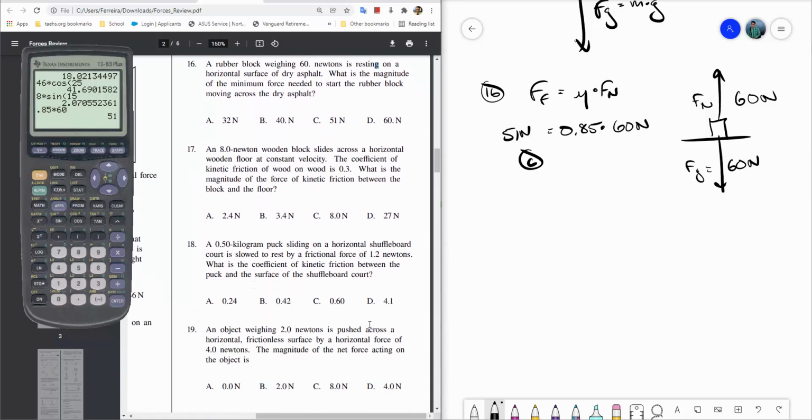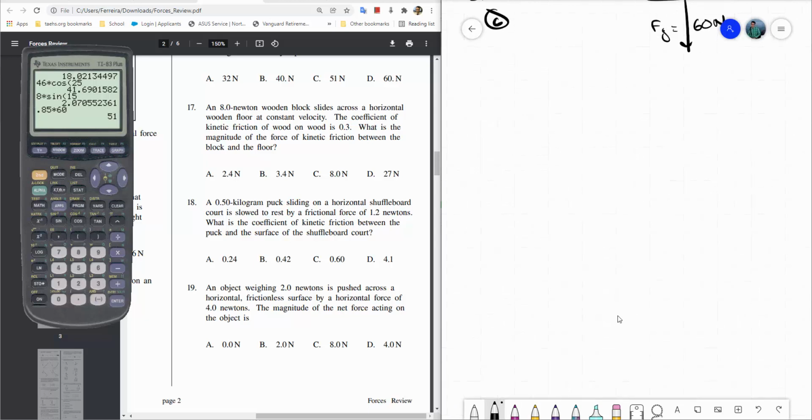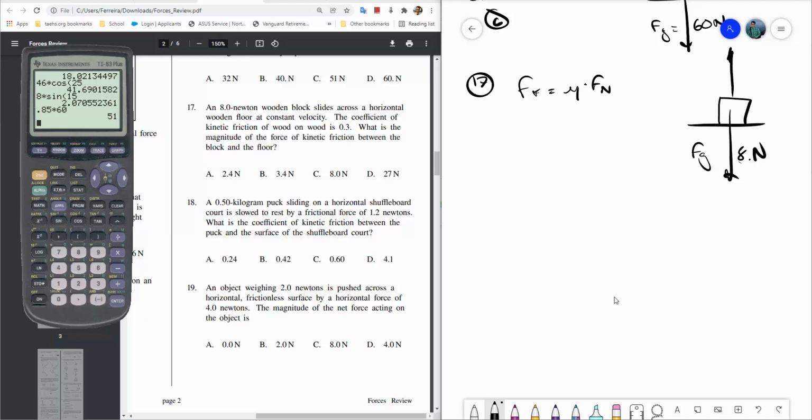Okay, let's do 17. An 8 newton wooden block slides down a horizontal wooden floor at a constant velocity. The coefficient of kinetic friction of wood on wood is 0.3. What is the magnitude of the force of kinetic friction between the block and the floor? Well, it's quite literally the same equation. The force of friction is equal to mu times the normal force. You have an 8 newton wooden block, so 8 newtons is the force of gravity. So the normal force is going to be the same thing, 8 newtons going up, because you are on a level floor.